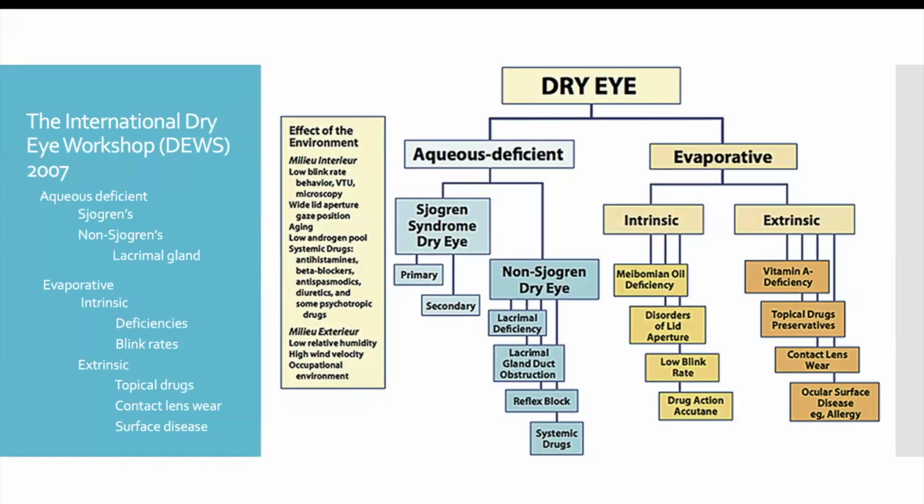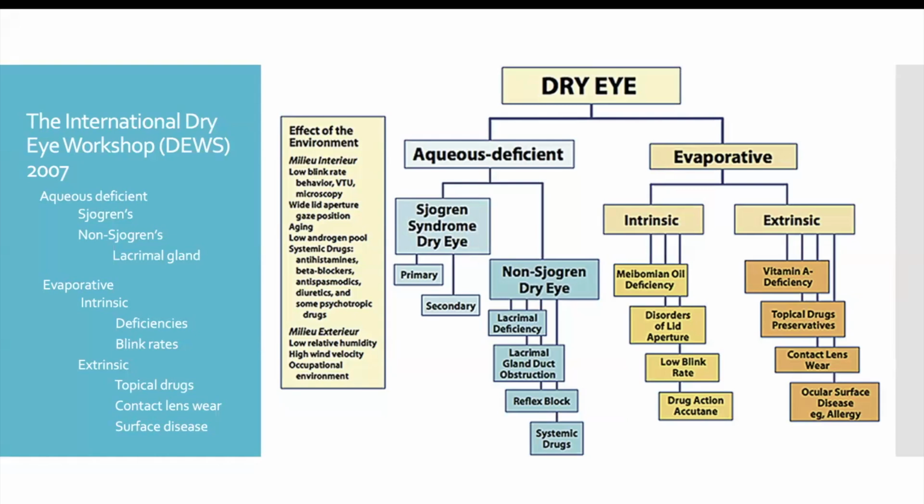If you look at your sort of Jews 2007 categorization, you can either look at aqueous deficient dry eye or evaporative dry eye. So the problem is either in not creating enough aqueous, or it's the fact that your tear films are evaporating too quickly. So we're looking at aqueous deficient, that's either Sjögren's or it's non-Sjögren's. And your Sjögren's, we'll talk about that in a moment.